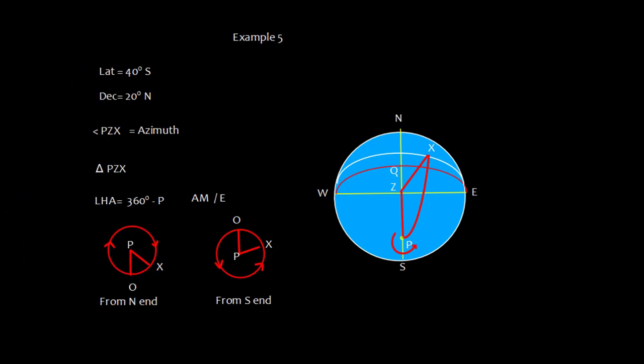Then we have the last example. This is 40 degrees south and declination is 20 degrees north. So 40 degrees south, obviously this is Q, this is 40 degrees south and 20 degrees north, so you go up. So the body is going to move like this, the sun's declination will be like this, and the LHA will be like this here. Here the south pole is the elevated pole.